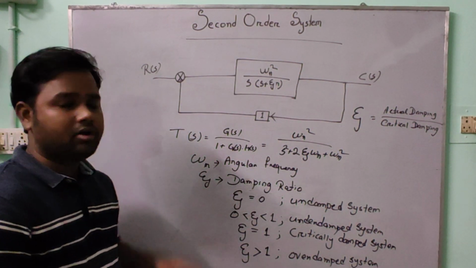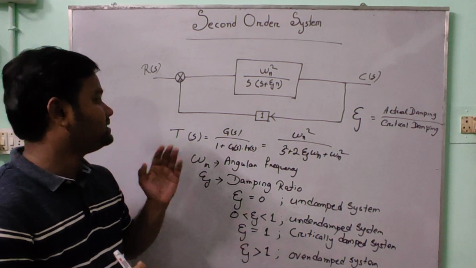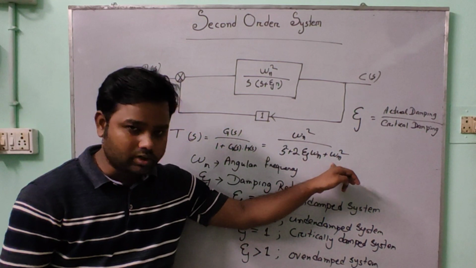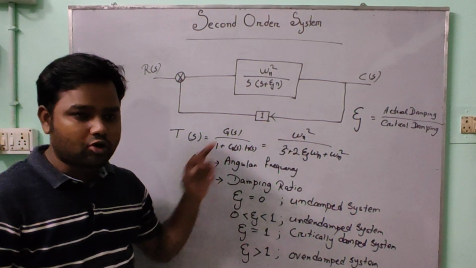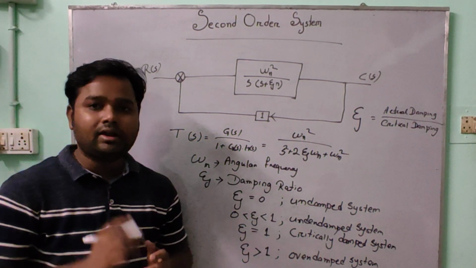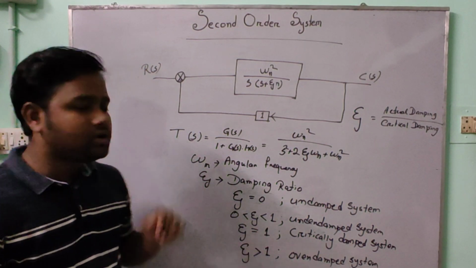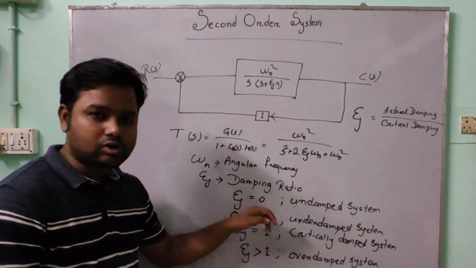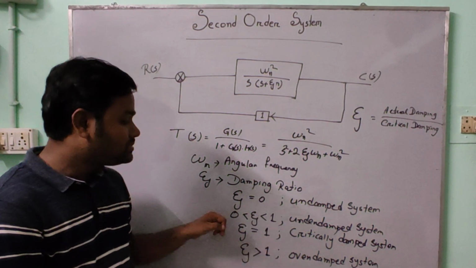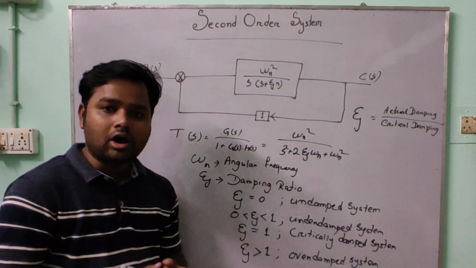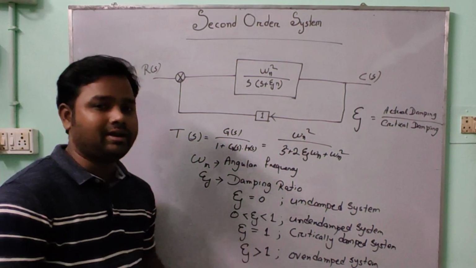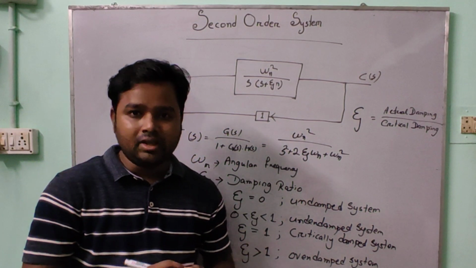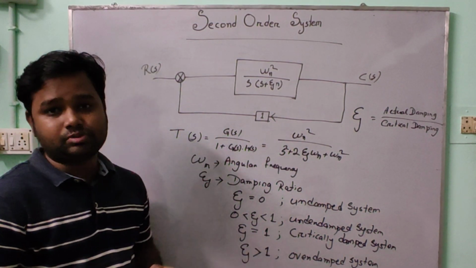Here we have studied the transfer function for a second order system, that is omega n square divided by s square plus 2 zeta omega n s plus omega n square. Omega n is the angular frequency and zeta is the damping ratio, which is the ratio between the actual damping with respect to critical damping. If zeta is equal to 0, it is undamped. If it varies from 0 to 1, it is underdamped. If it is equal to 1, critically damped. If it is greater than 1, it is an overdamped system. Next, we will study the time response for this system.